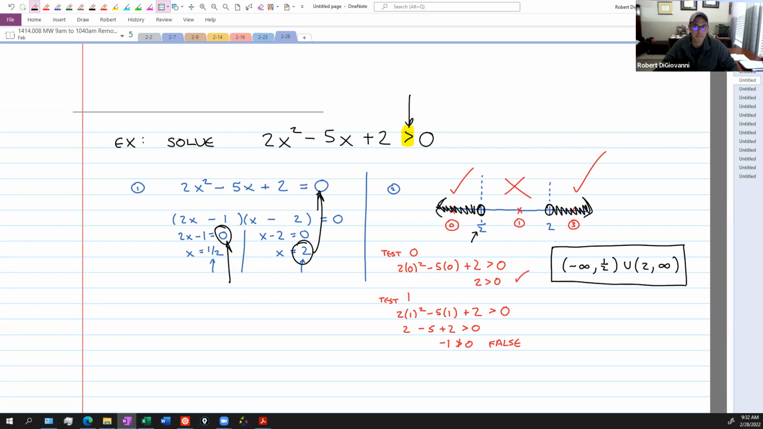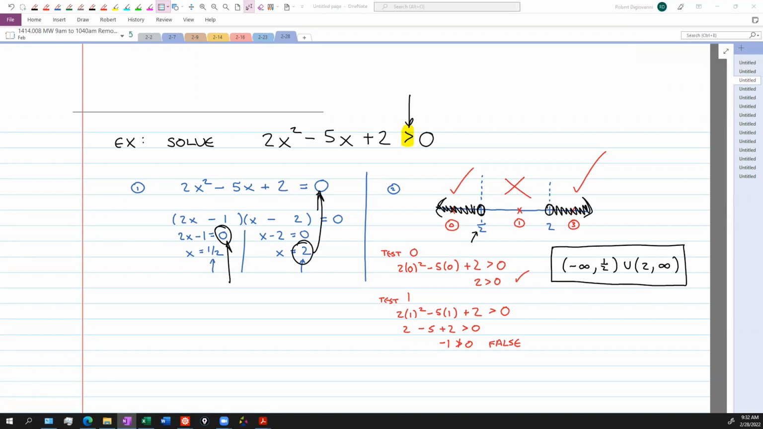Questions? Okay, we're good, we're good. I do have a question. Yes. Why is it closed in a parentheses and not a bracket?